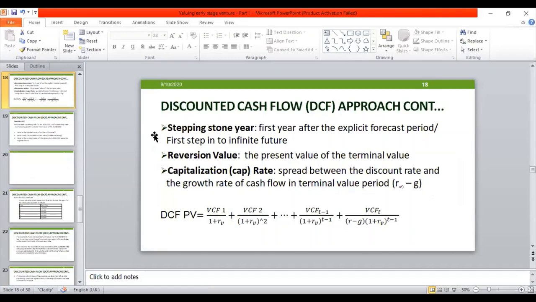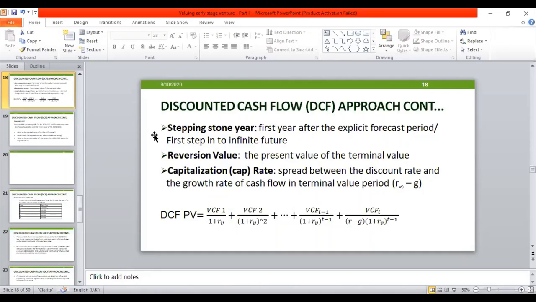Then the stepping stone year. The first year after the explicit forecasting period is called the stepping stone year. That means if you are individually forecasting the cash flow values for 10 years, then the 11th year is considered as a stepping stone year. So that is the first step into the infinite future. The first year of the implicit period is called the stepping stone year.